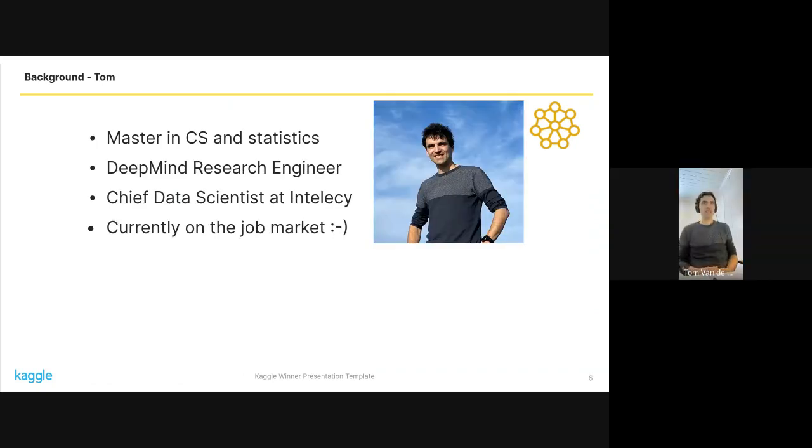Right, so I am the chief data scientist at a Norwegian startup, Intellisy, and we try to automate machine learning for industrial customers. I have a background in computer science and statistics. I actually did my master thesis on proposing to change the FIFA ranking, and then 6 months later, they changed the FIFA ranking to the current system. So yeah, big fan of football as well. Before moving to Norway, I was a research engineer at DeepMind, doing research into core reinforcement learning. And I'm currently on the job market, so feel free to follow up after the call.